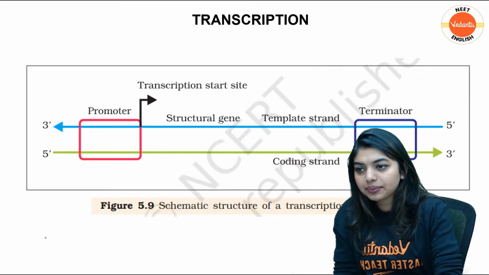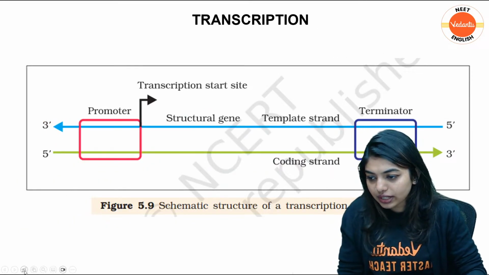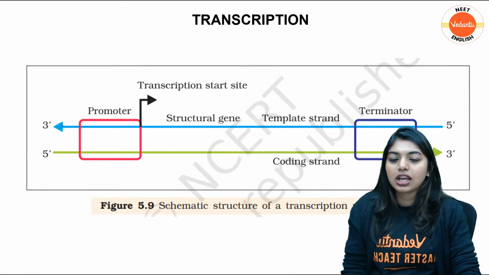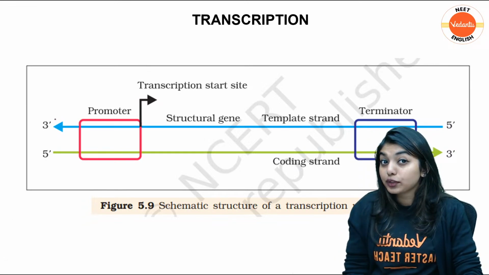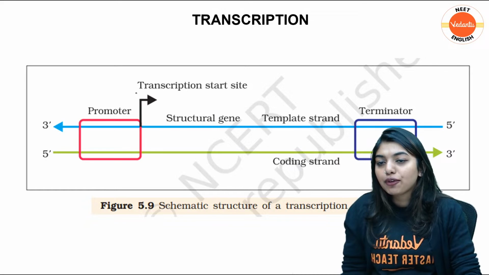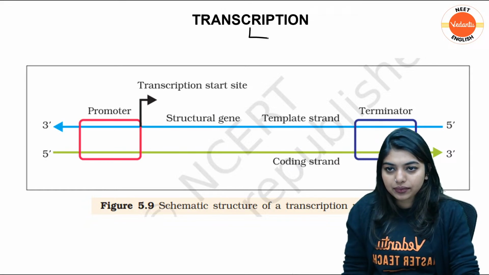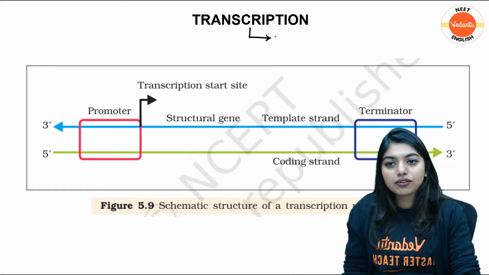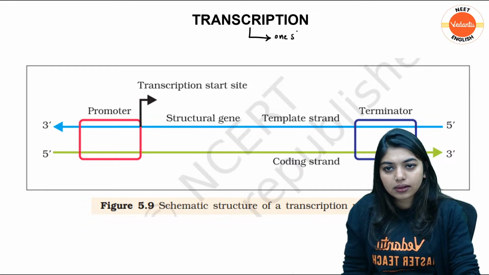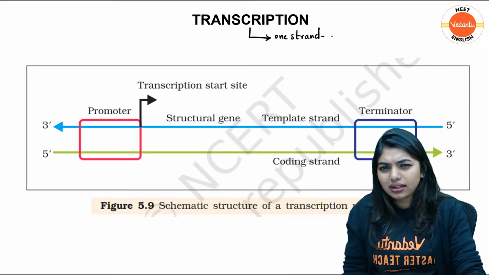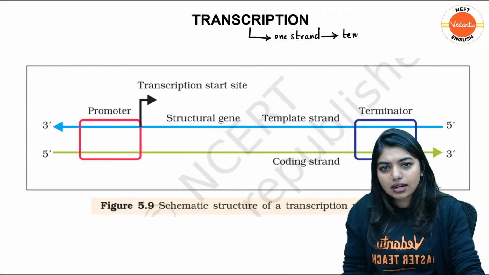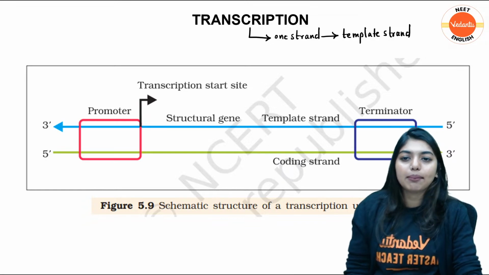Okay? Done? Now, look here in your textbook, this diagram is given. So, students understand, two things are there. For transcription to happen, we will always use only one strand. We will always use only one strand. You'll be like, why? Okay, and that strand will be called the template strand. That means the strand which is going to form mRNA, right? That strand is called template strand.